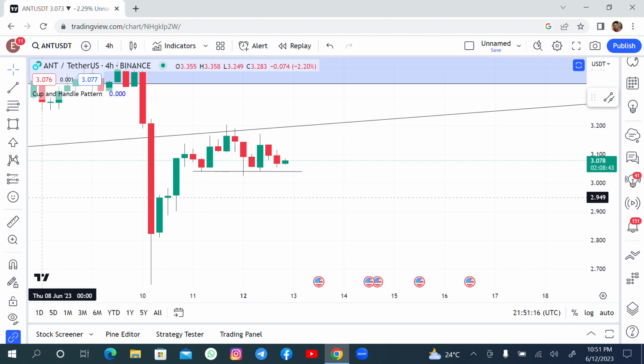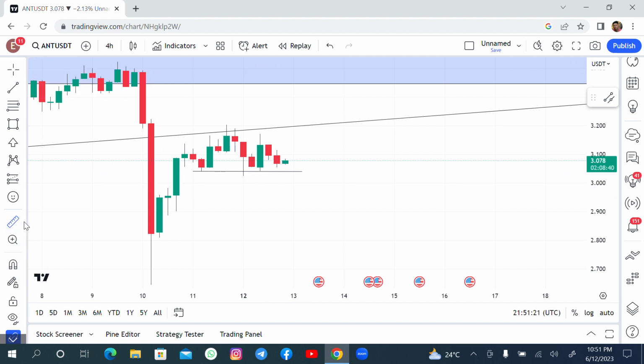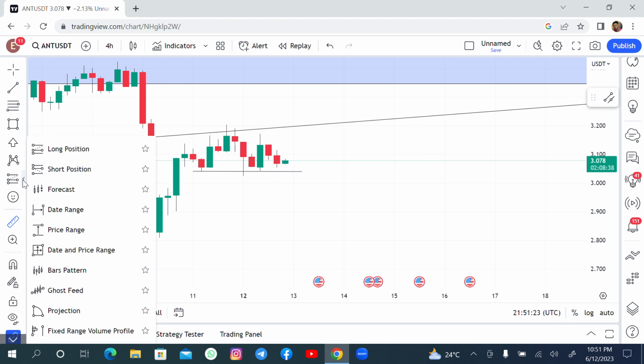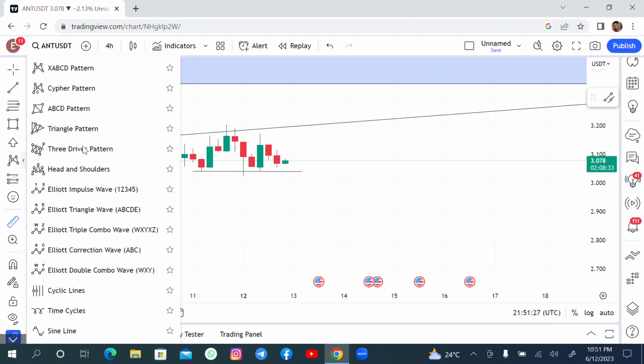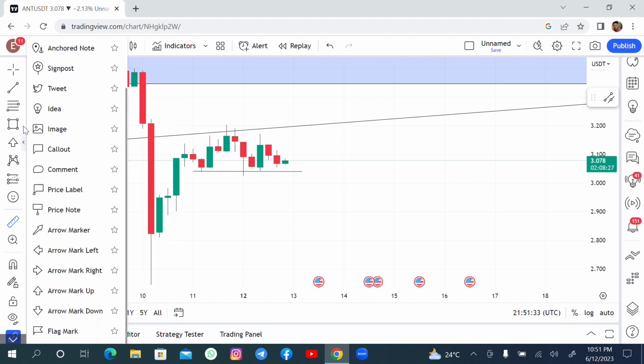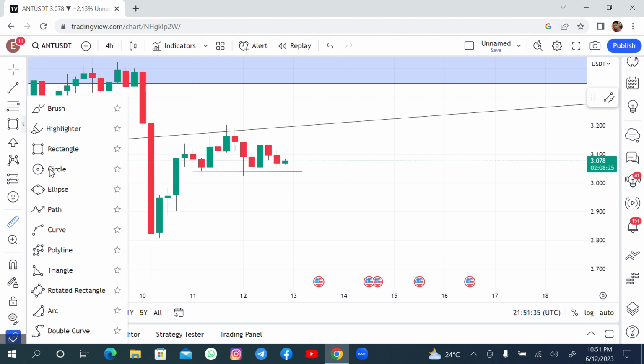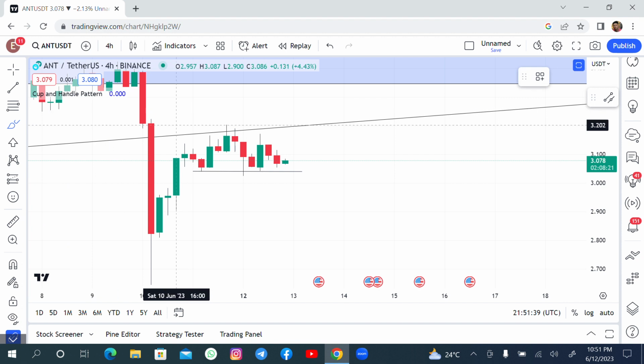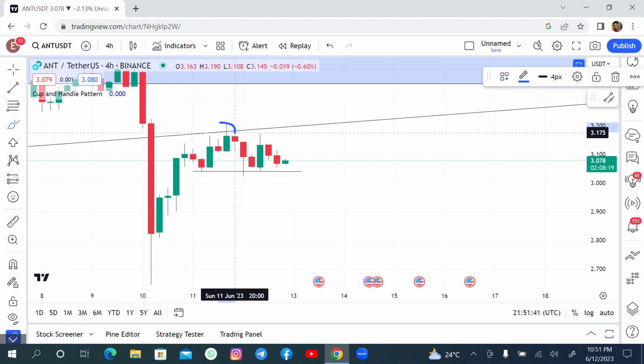Oh, sorry, head and shoulders pattern. There's this symbol I'm looking for. Where could that be? I'm used to trading with my tablets. I'm not used to trading with my laptops. So just pardon me a little. Let me use the brush sign just to show you guys.